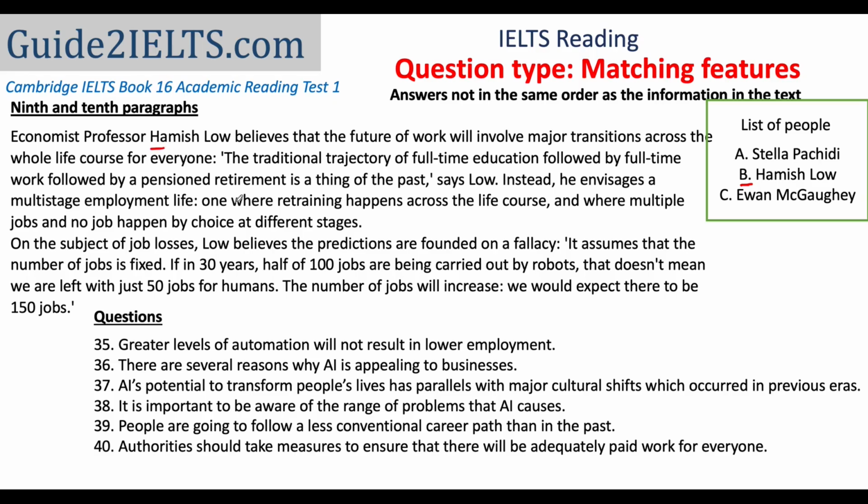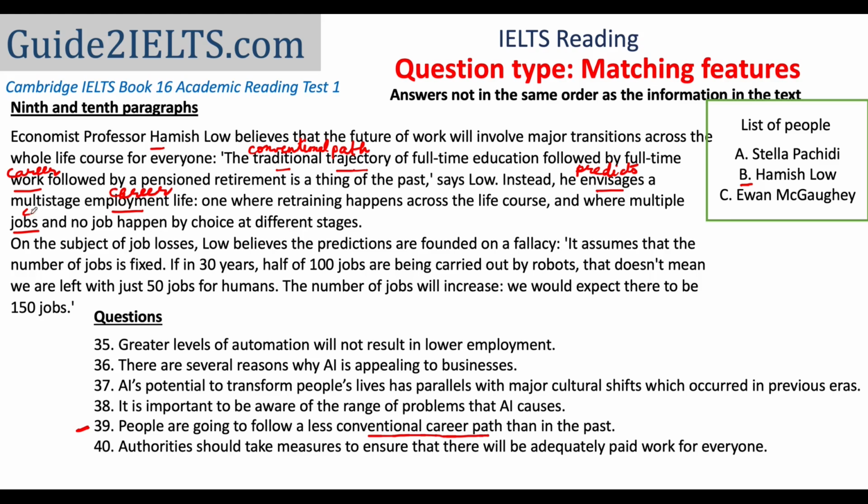Hamish Lowell believes that the future of work will involve major transitions, whole life course. The traditional trajectory of full-time education followed by full-time work, followed by retirement, a thing of the past. Trajectory is the path. So the traditional or the conventional path is full-time education followed by full-time work. Instead, he envisages, he sees or he predicts, a future of multi-stage employment life with retraining, multiple jobs. So this immediately connects to the 39th question, which says people are going to follow a less conventional career path than in the past. Let us look at the words or phrases which have helped us understand this. Traditional is conventional, trajectory is path, career mentioned in the question is mentioned as work and jobs in the passage. And the word past we see mentioned in both the passage and the question.